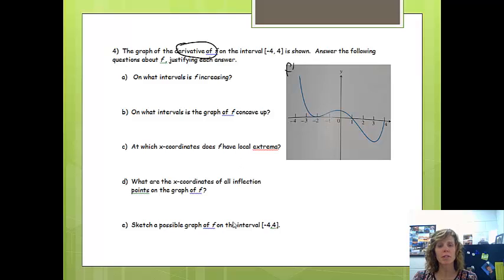So before I even start this problem, the one thing that I do like to do is make myself an f prime chart and an f double prime chart. So that's exactly what I am going to do.